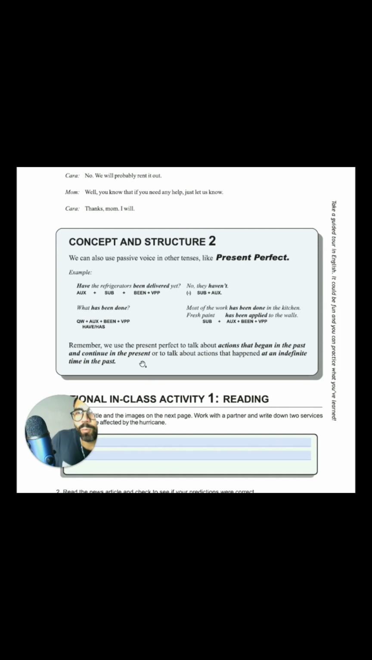We have here some important grammar concept and structure number 2. We can also use passive voice in other tenses like present perfect. For example: have the refrigerators been delivered yet? No, they haven't. What has been done? Most of the work has been done in the kitchen. Fresh paint has been applied to the walls. Remember, we use the present perfect to talk about actions that began in the past and continue in the present, or to talk about actions that happened at an indefinite time in the past.